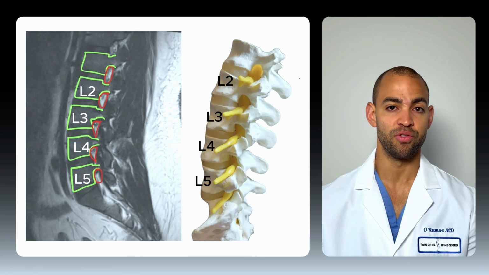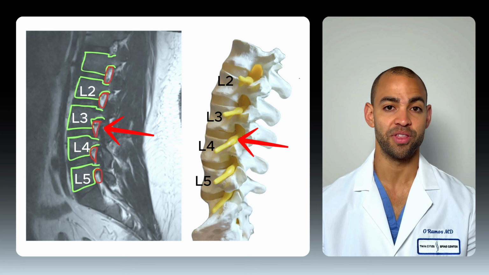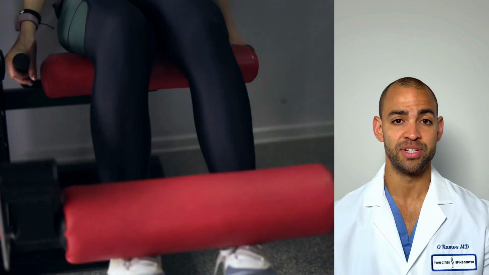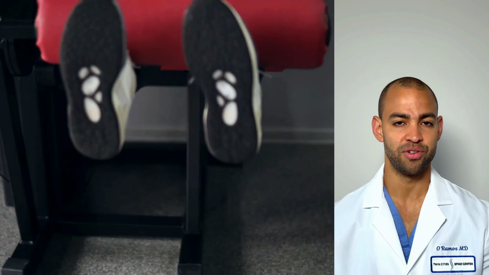The L3 nerve root exits between your third and fourth lumbar vertebrae. Its sensory territory covers the anterior, front, and inner side of your thigh, extending to just above the kneecap. When L3 is compressed by a disc herniation, patients typically describe pain or numbness along the front and inner thigh. It can also cause weakness in the quadriceps, the muscle group that straightens your knee.